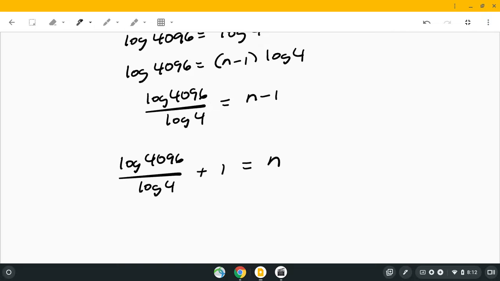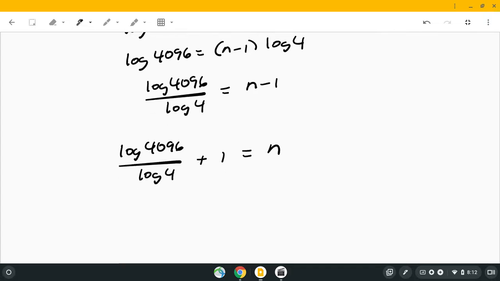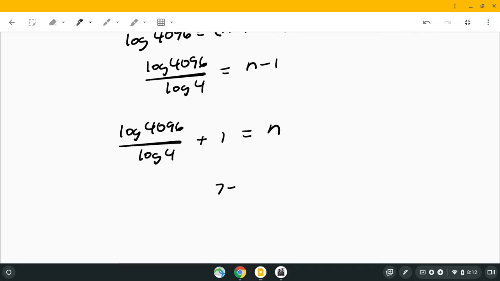Punching that into the calculator, you could have done it earlier, I guess. Like I said, I like to do as much of it by hand as possible, because using the calculator kind of breaks my flow. Okay, so I know what n is.